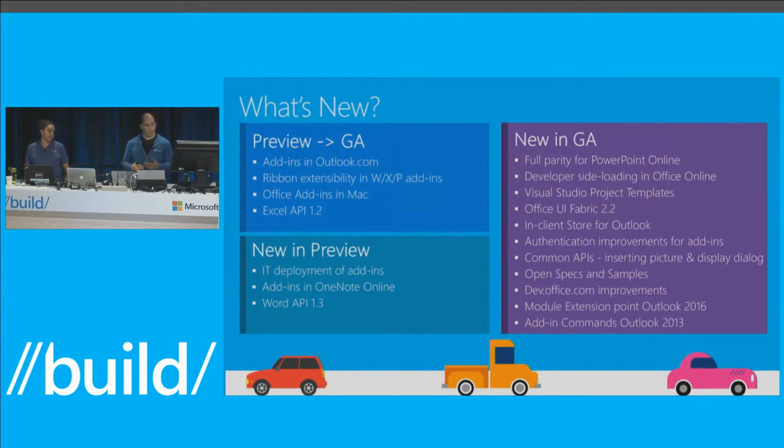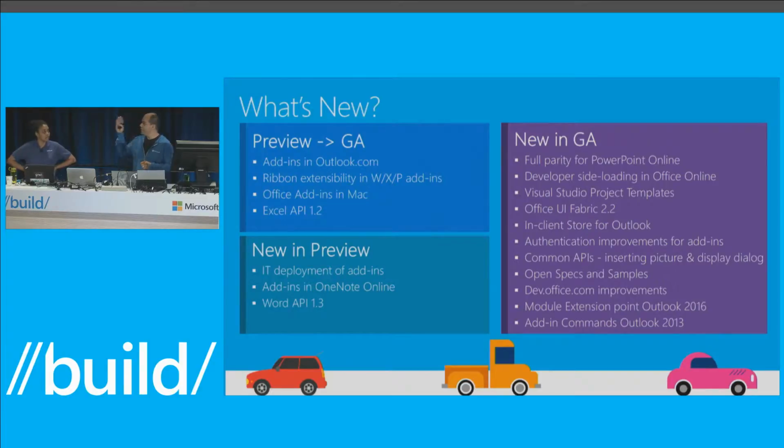There are new things in preview, like the new IT deployment at the Office 365 level, the Word API 1.3, and the new support for add-ins in OneNote Online. And then there are also several things that we are GA-ing here at Build: Office Online features, Visual Studio, Fabric, store improvements, open specs, better documents and samples, and there's a lot.